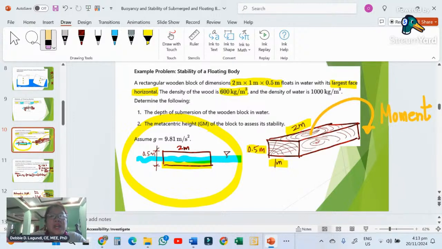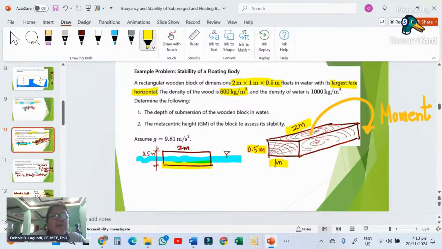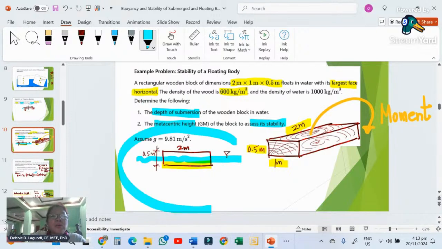So we are going to determine the depth of immersion, how high the body has been submerged, and what would be the metacentric height. Is it stable or is it tilting? Okay, so we go to the stability meantime. Right. So this is the scenario when it's floating. 0.5 is the height and 2 meters is the length.